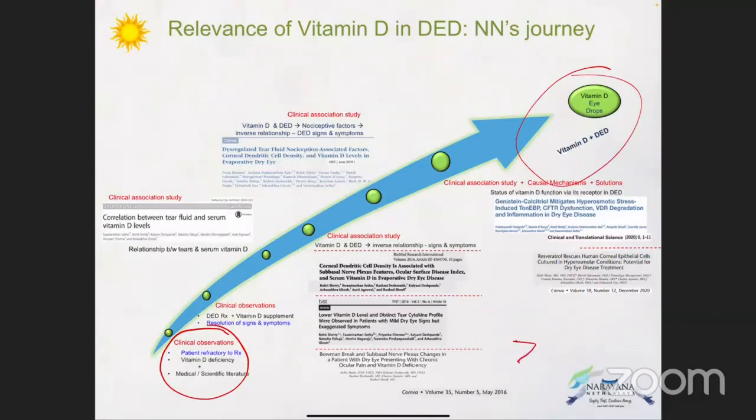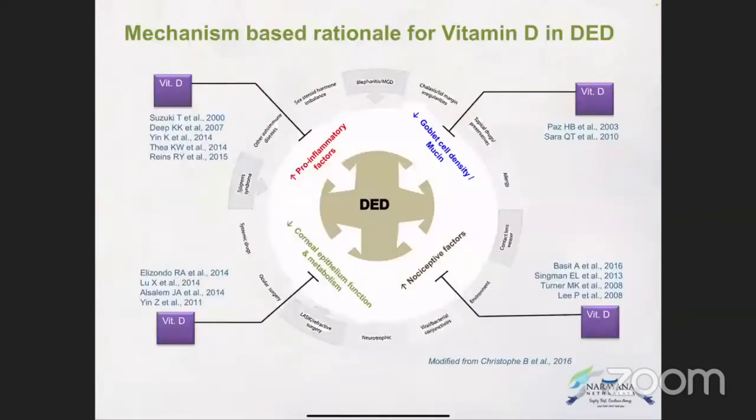And we have published ourselves around 30-odd papers linked to vitamin D itself for the last 10 years in all the best journals. The last one was in Ocular Surface just a month back. So it's very important that we understand the relevance of vitamin D in the disease.